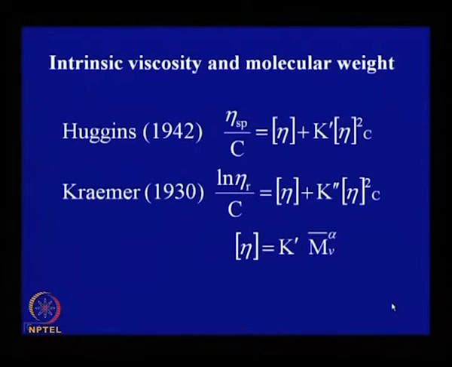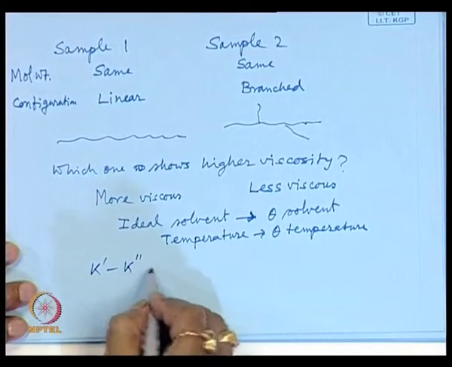Now, there are two equations which relate the specific viscosity or inherent viscosity. This is actually inherent viscosity, this is specific viscosity, reduced viscosity and the inherent viscosity. Now, this is related to intrinsic viscosity by this relation. This is Huggins equation, this is Kraemer's equation, and these are constants, and the difference between these two constants is 0.5. K prime minus K double prime is equal to 0.5.